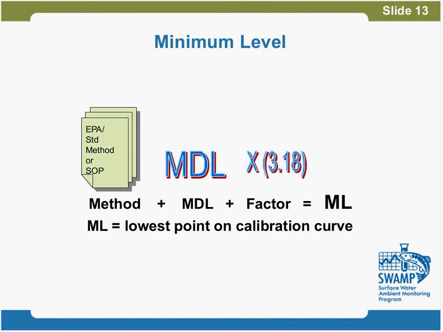Move on to our next quantitation limit, minimum level. The minimum level is different from method detection limit. The minimum level takes into account the method and its method detection limit and multiplies it by a factor that was determined by EPA. Frequently, in most cases, the minimum level is also the lowest point on the calibration curve in the analytical process.